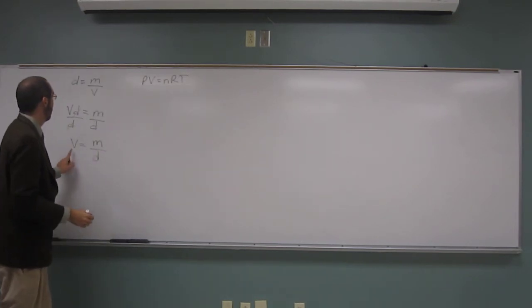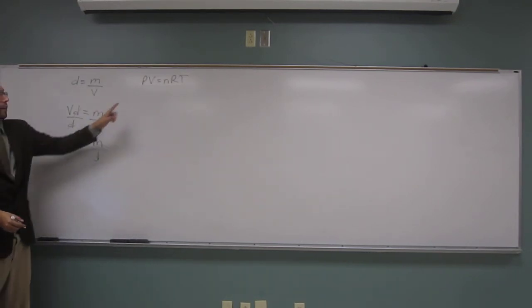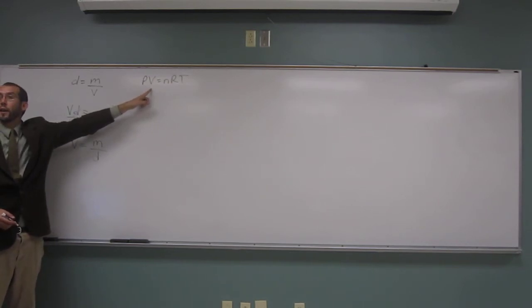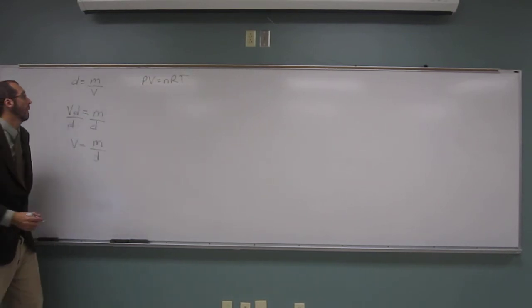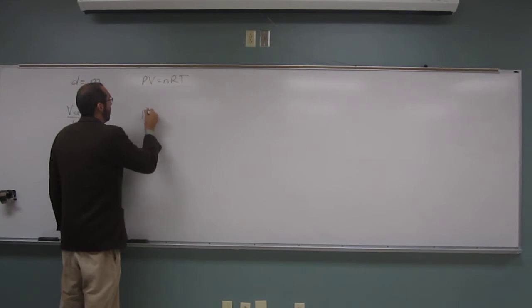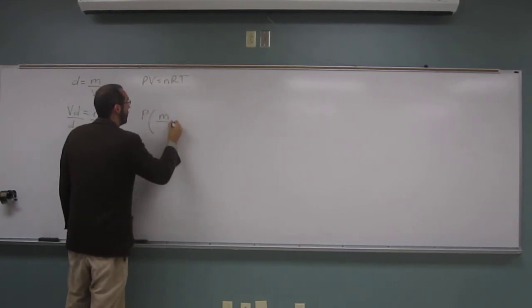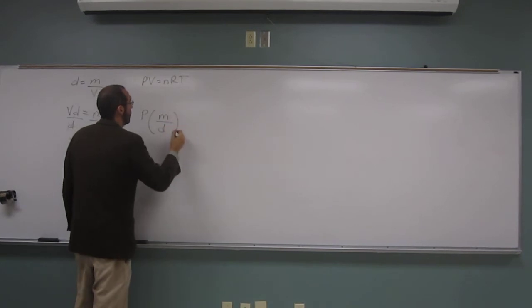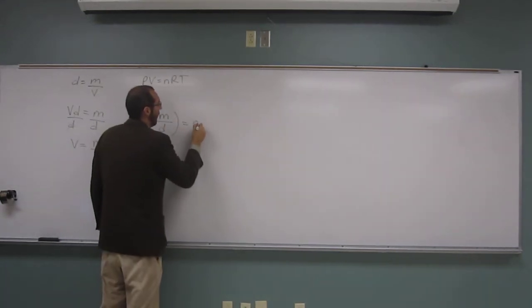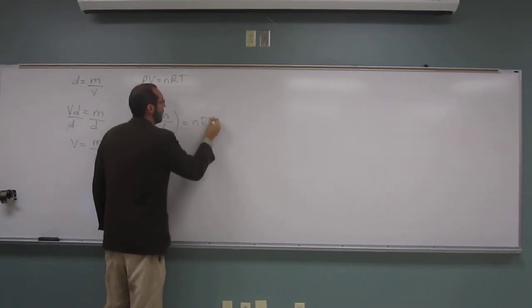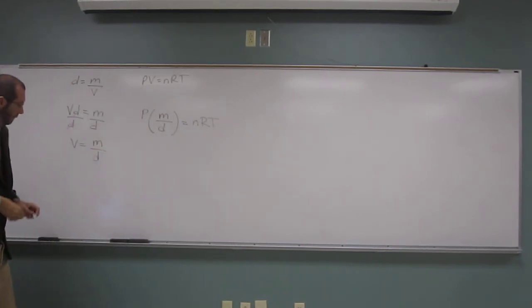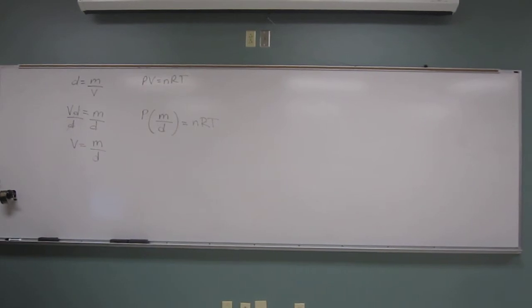Okay, so now what we can do is take V and plug in for V in the ideal gas equation. Okay, so let's do that. P times M divided by D equals nRT, like that. Is everybody okay with that?